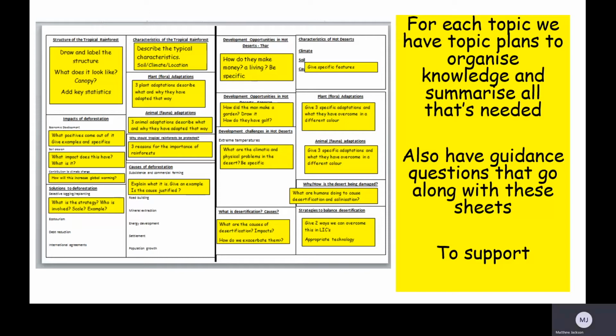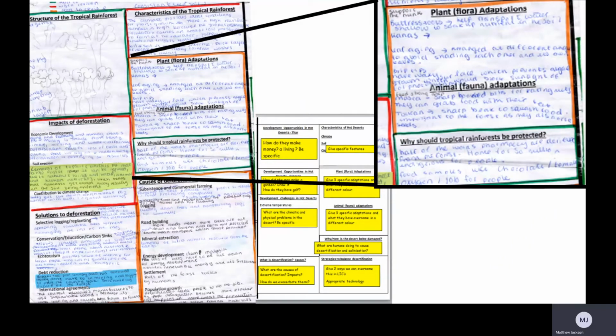For example, this is one from my year 11s a few years ago, and they've added all the information they need. The plant floor adaptations: buttress roots, leaf angling, and drip tips. They thought that they were amber on that. They needed to read over it and get specific level 3 information, but they were okay with it. Red obviously means that they don't understand it and they need to urgently revise that, and that's what they're prioritising.